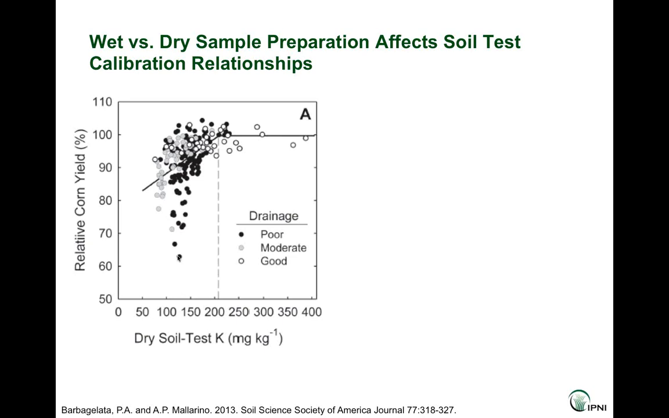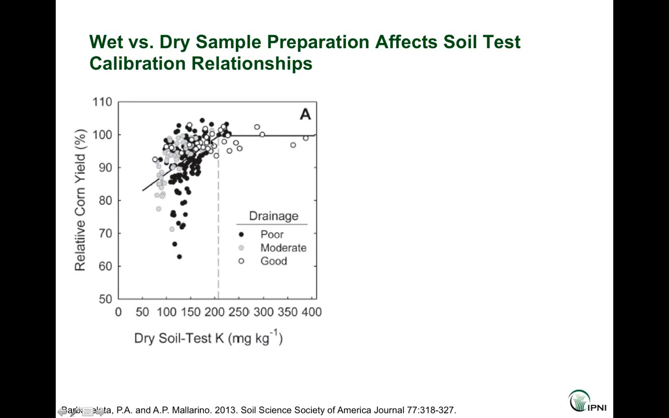You can see that the researcher here, Antonio Mallarino, was trying to do some work to understand how this variability was composed. And he looked at various drainage levels of the soil. We have poor, moderate, and good. And you can see that the poorly drained soils were some of the most responsive soils to fertilization, had some of the lowest yields if they were left unfertilized. Where we had good drainage, yields, if unfertilized, were not that bad.